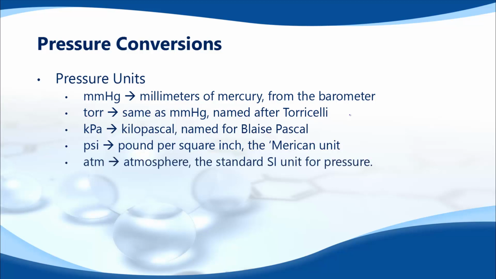And we have the standard unit, which is called the atmosphere, or ATM. This is basically the multiple of normal atmospheric pressure. So 1 atmosphere is 760 mmHg, 2 atmospheres would be twice that.